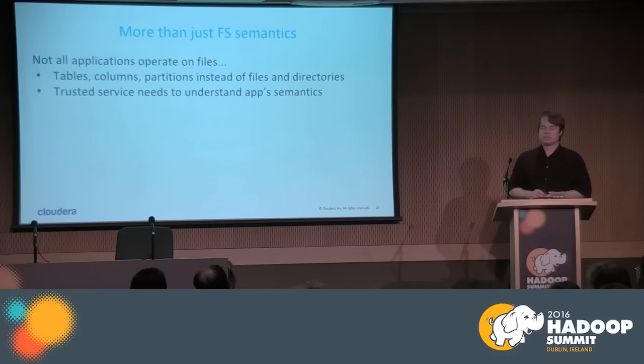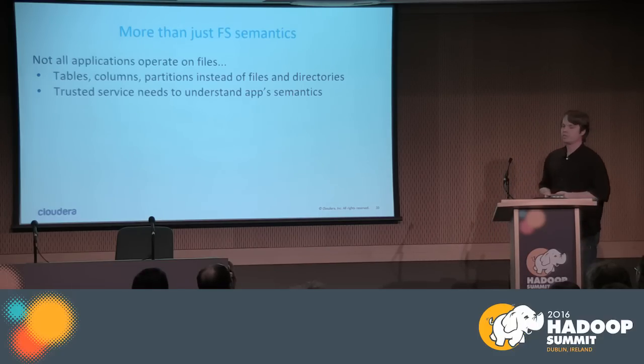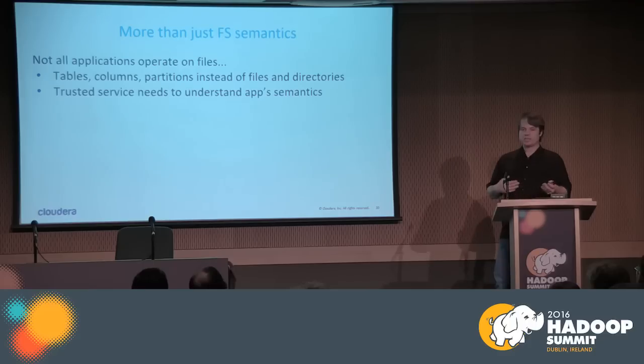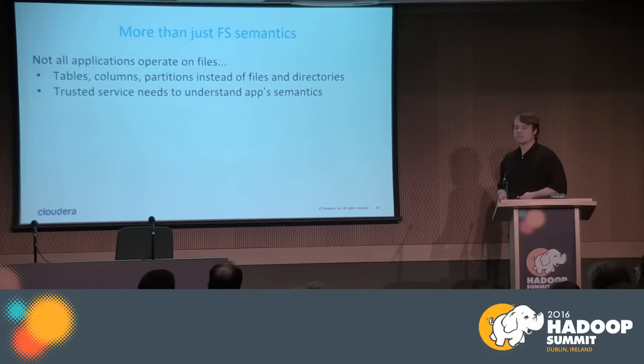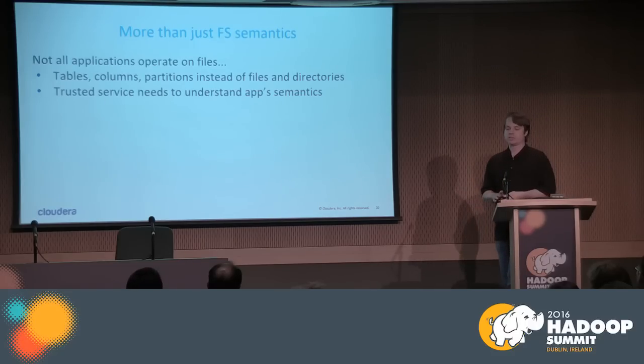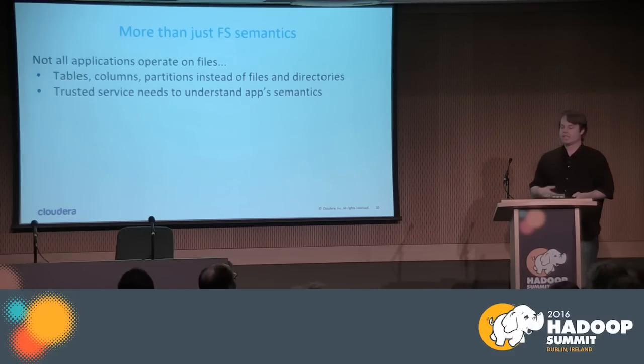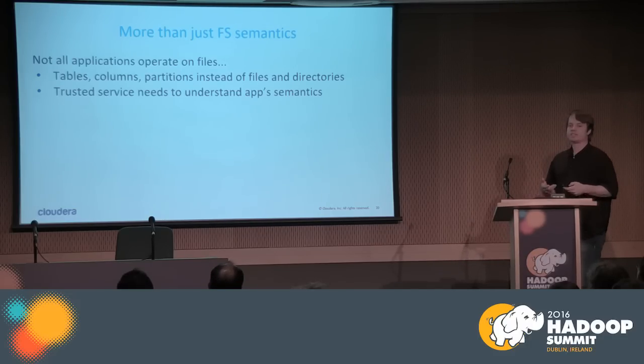So the real problem with applications built on top of Spark is that they need more than just file system semantics. If you start thinking about Hive tables, for example, you have tables, columns, partitions, and all sorts of different things that are not files and directories. And you want to be able to control access to those at that level, not the underlying files where those things are stored. And as before, you need some kind of trusted service to enforce these controls. You cannot trust the user to police himself and not access things that he should not.